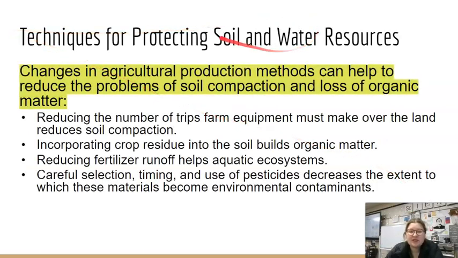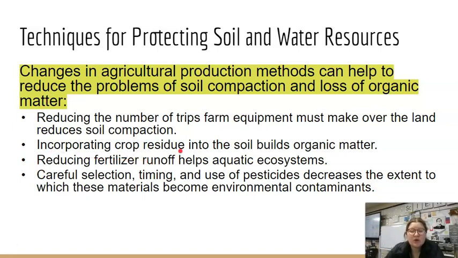So, different techniques for protecting soil and water resources. Changes in agricultural production methods can help to reduce the problems of soil compaction and loss of organic matter. Reducing the number of trips farm equipment must take over the land reduces that soil compaction. When we compact soil, it gets rid of the air spaces. It means that it's not going to take water as well. It's just going to damage the soil, and it also causes a loss of organic matter, which would make that soil more healthy.